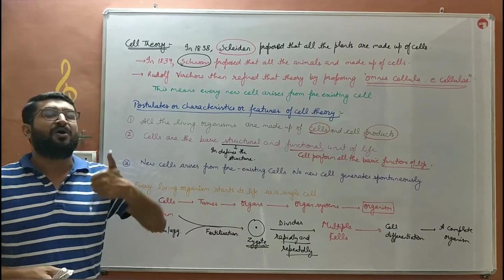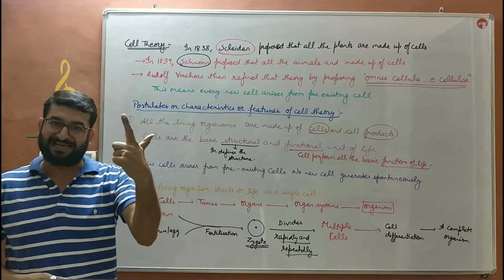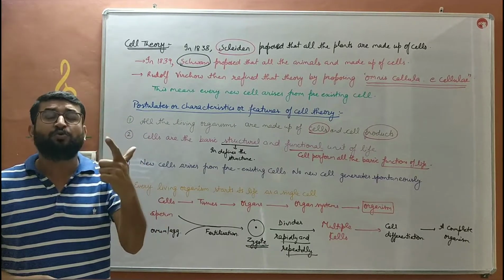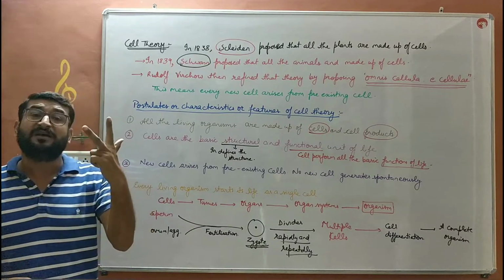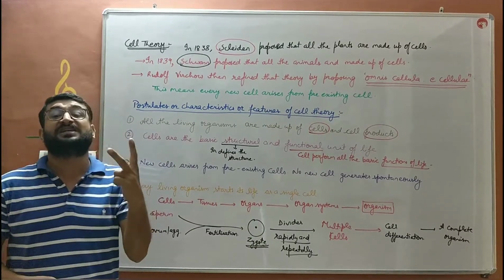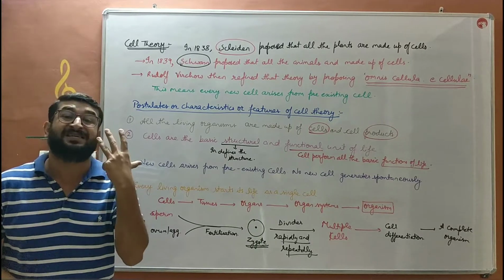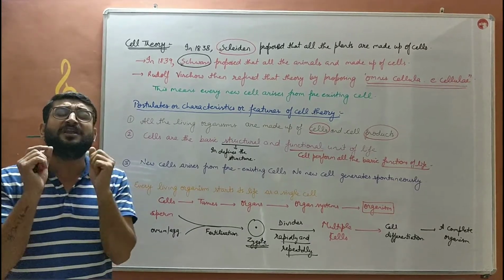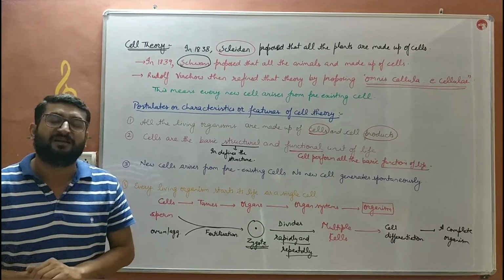That is, all the living organisms are made up of cells and cell products. Second, every new cell arises from the pre-existing cells. Third, cell is the basic structural and functional unit of life. And fourth and the last is, every living organism starts its life as a single cell.